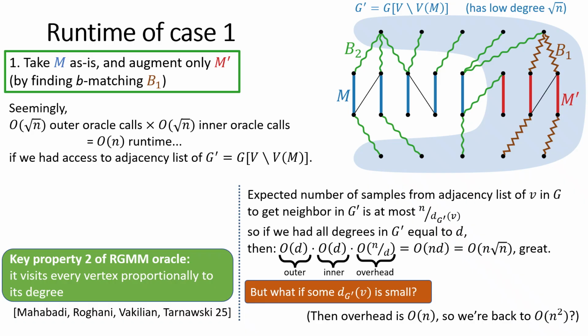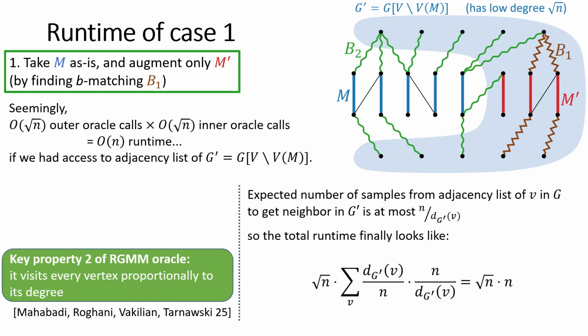But the second key property of the RGMM oracle is that, yes, this is bad if a vertex has low degree, but every vertex is visited proportionally to its degree, so that does not happen very often. This is a property that we also used in recent work on Steiner trees. Then the total runtime calculation looks like this: for each vertex, the expected number of visits to it is this, and then we get this overhead, and it super nicely cancels out. So we really just get n to the 3 halves, and that is all.